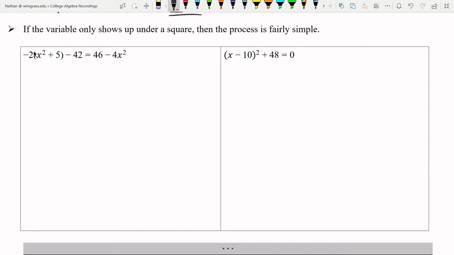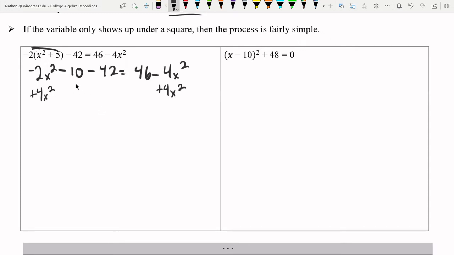So first off, I'm going to open up any parentheses. We can distribute this -2. It's going to be minus 10 minus 42 equals 46 minus 4x squared. And we need to get the variables to one side. I'm going to add 4x squared so that it becomes positive. And I can combine these two like terms into -52. Okay, I should write that down here. This is going to be 2x squared minus 52 equals 46.